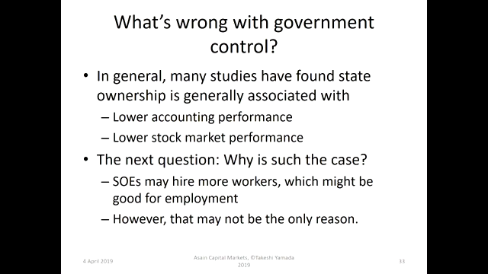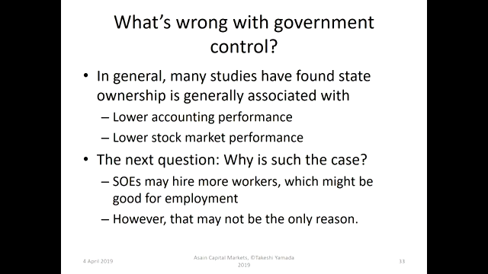Yeah, so what's wrong with government control? Well, in general, you can say that the state ownership is associated with lower accounting performance and also lower stock market performance. But that's just generally, and there are exceptions, as we saw. Yeah. So then the next question is why this can be the case, right? So why this can be the case?